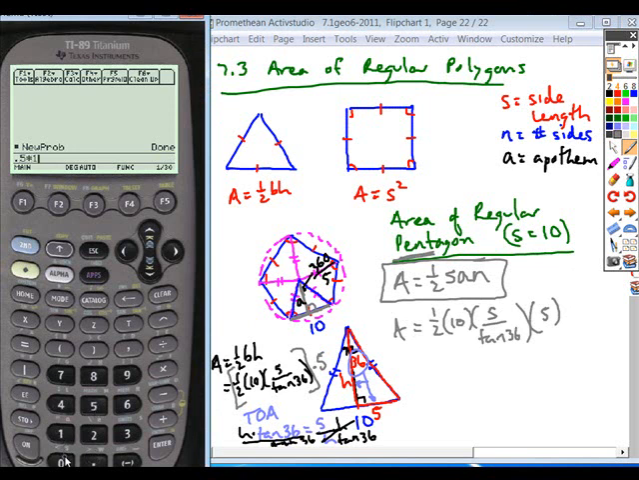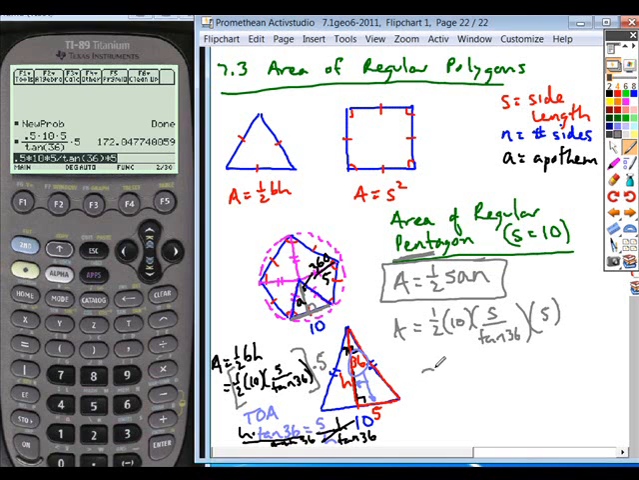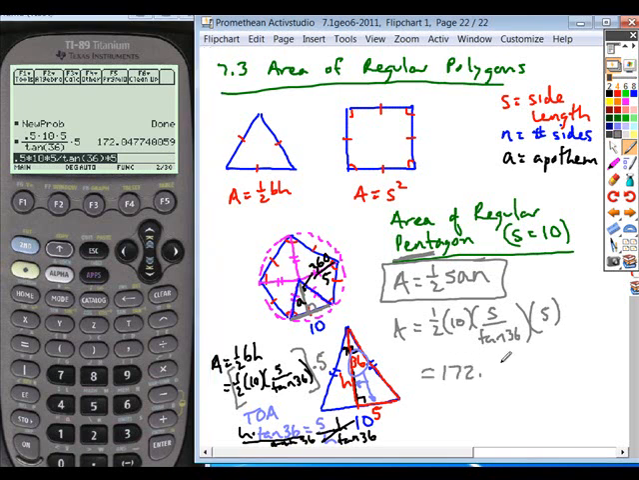So 0.5 times 10 times 5 divided by the tangent of 36, all times 5 once again. And our answer winds up being approximately 172.05 square units, because we're dealing with a two-dimensional area.